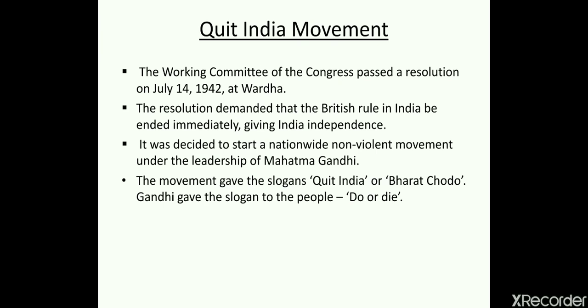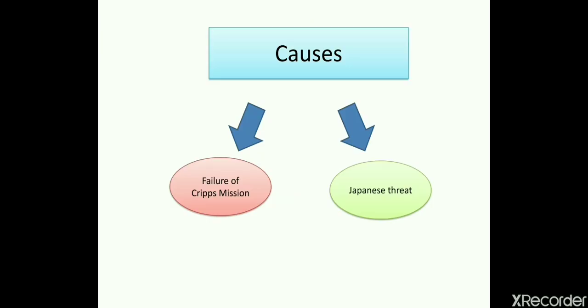So it was decided to start a nationwide non-violent movement under the leadership of Mahatma Gandhi. The movement gave the slogan Quit India or Bharat Chodo. Gandhiji gave the slogan to the people: do or die. There were two causes which led to this movement: the failure of the Cripps Mission and the Japanese threat.